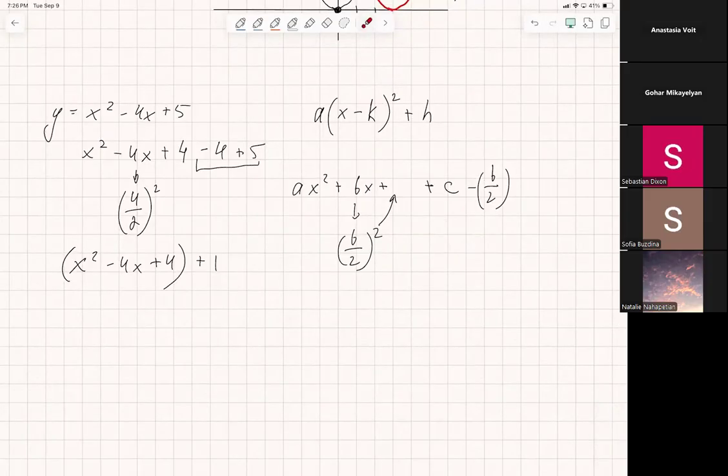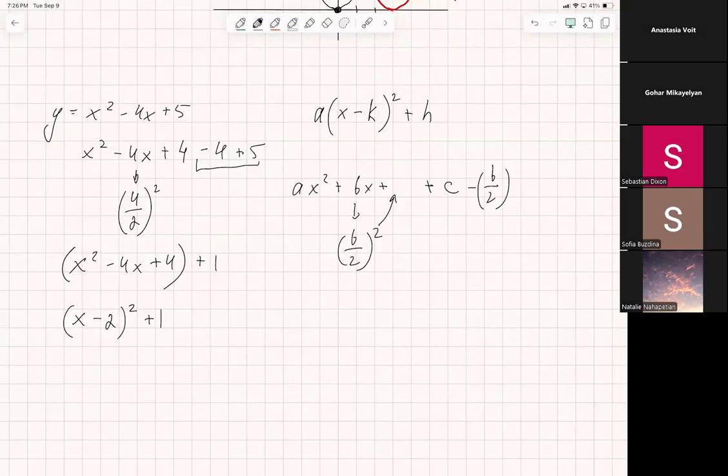Another way to do it is to decompose your 5 into 4 plus 1, which also works. You keep that 4 to complete the square, and the plus 1 just stays there separately from them. Okay, so this one we can combine into x minus 2 squared plus 1, right?